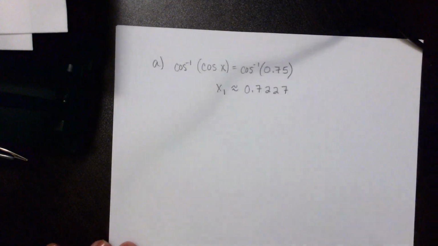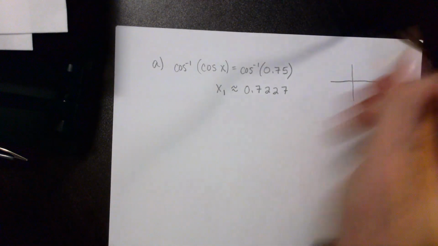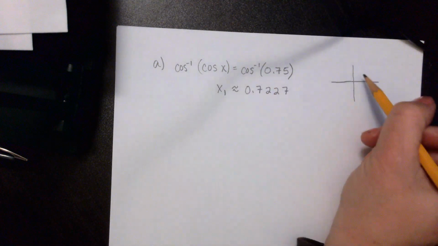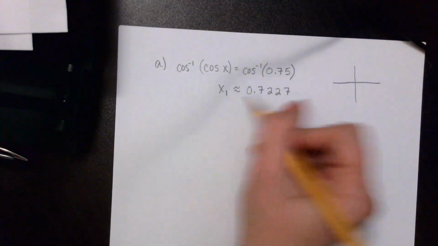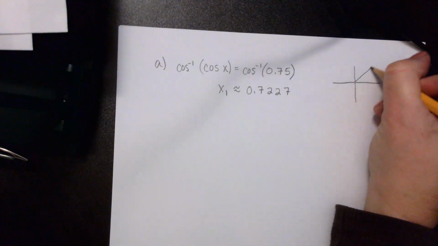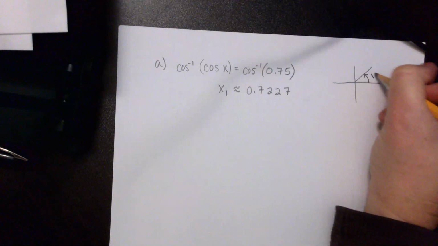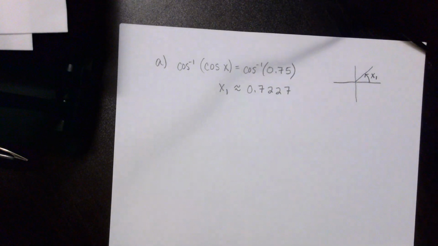Okay, so thinking about this, I know that the inverse cosine lives in quadrant 1 or quadrant 2. Since this cosine was positive, I know that it's in quadrant 1. So I draw that my first angle, x1, would lie somewhere about there. This is a sketch. You don't have to worry too much about being exact. You just want to make sure it's placed in the right quadrant.